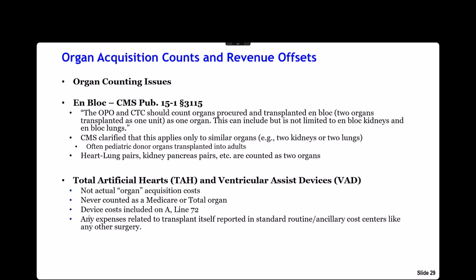Instead, the device cost itself, so the actual thing that's going to be implanted, is worksheet A, line 72. And all the other costs related to the surgery to implant it, that's going to be in your standard routine and ancillary cost centers, just like any other surgery. But again, that matches up with the transplant DRG. That would never be related to acquisition to begin with. So if you see one of these two things, it's never going to be considered as organ acquisition.